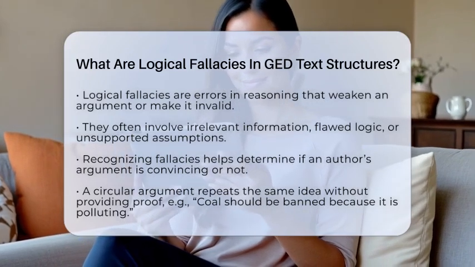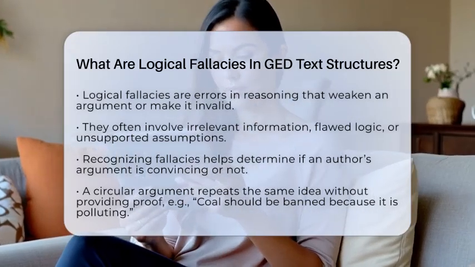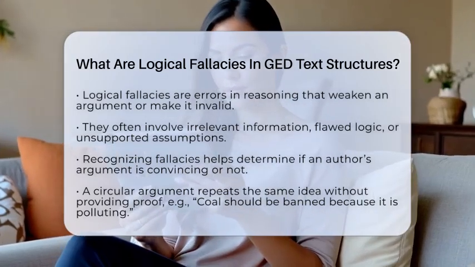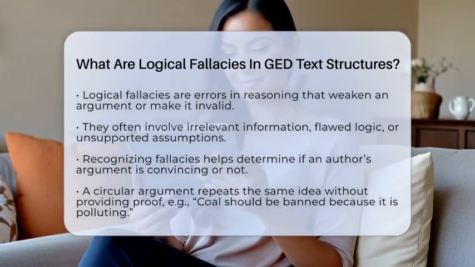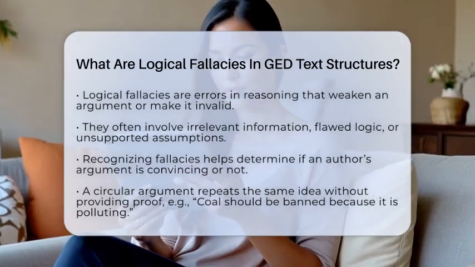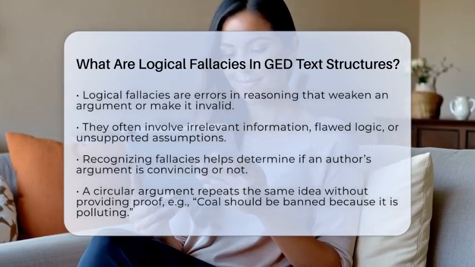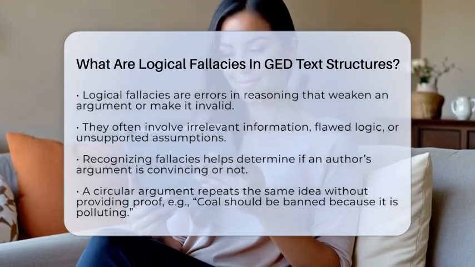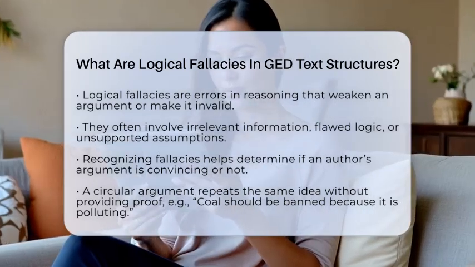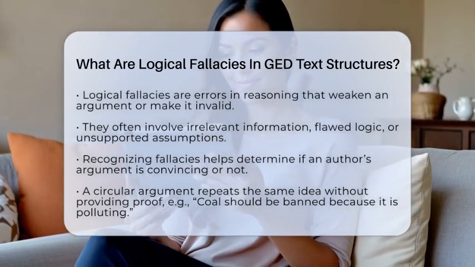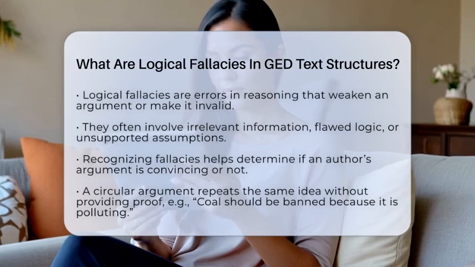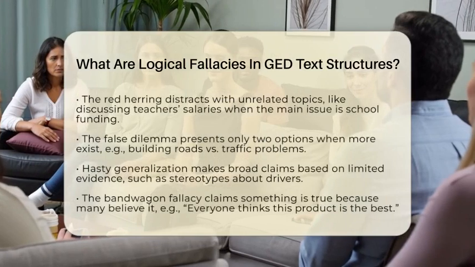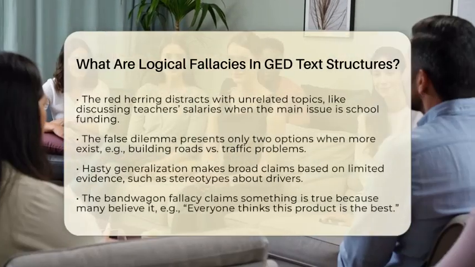When you're working through GED Reasoning Through Language Arts questions, spotting these errors helps you see if the author's argument is solid or shaky. Logical fallacies are mistakes in reasoning that weaken an argument or make it invalid. They happen when an author uses irrelevant information, flawed logic, or assumptions that aren't backed by facts. For example, if someone says, "We should ban all cars because they cause pollution," they might be ignoring other ways to reduce pollution. Recognizing these mistakes helps you judge whether the argument is convincing or not.